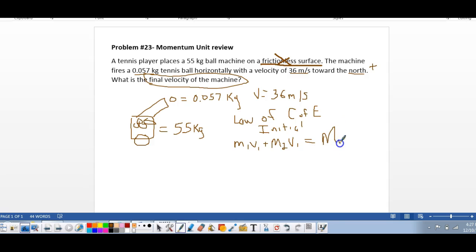So M1 V1 plus M2 V2. But this is our final. So we have to kind of ask ourselves, well, what are all these velocities and where do they go? So for this one, initially this thing is stationary. It's not moving. And initially the ball is sitting in here not moving. It's not till it gets shot out does the ball go this direction and the machine goes that direction. Okay, kind of like an elastic collision, really.